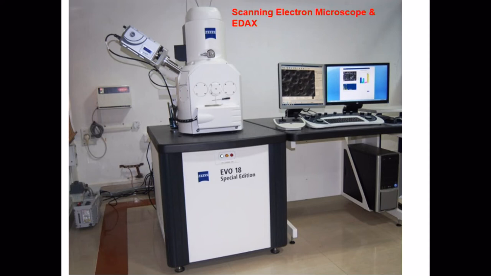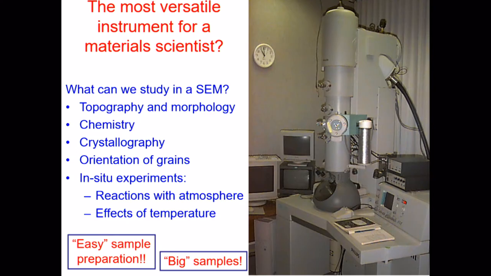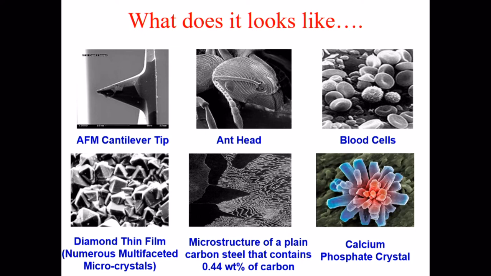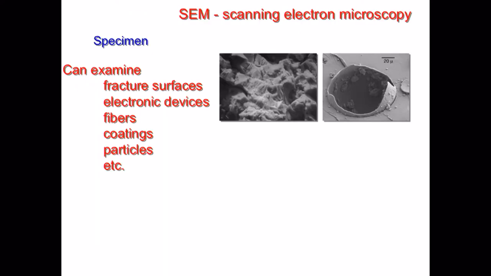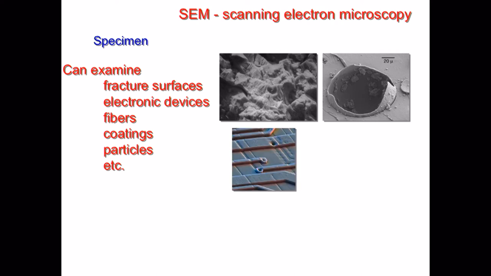Okay, so we have shown on the screen this mapping. I think I can skip some of the scientific explanation and go to the figures. You can see fracture surfaces, electronic devices, fibers, coatings, whatever, even conducting, non-conducting, and biological samples. You can see the surfaces using a scanning electron microscope.